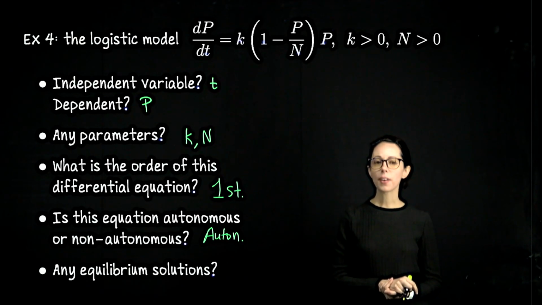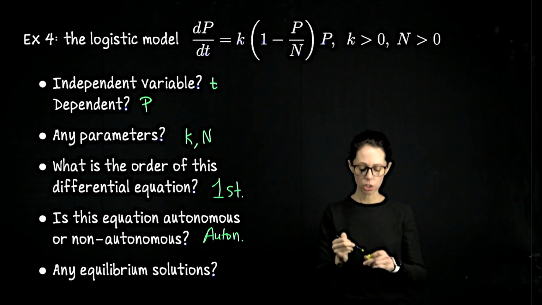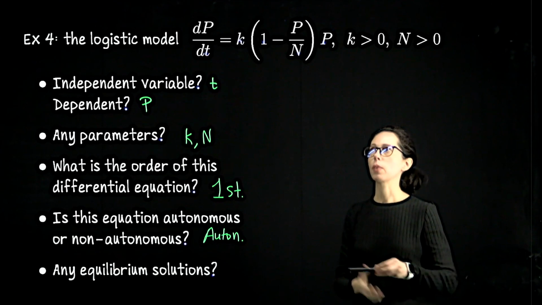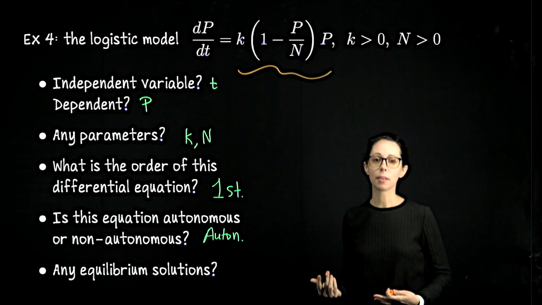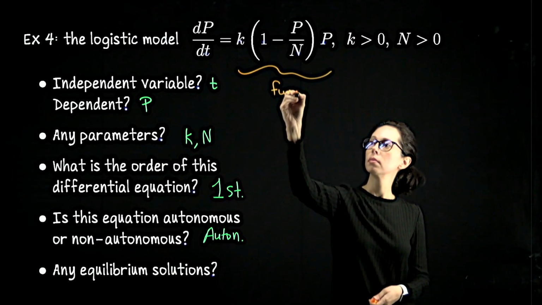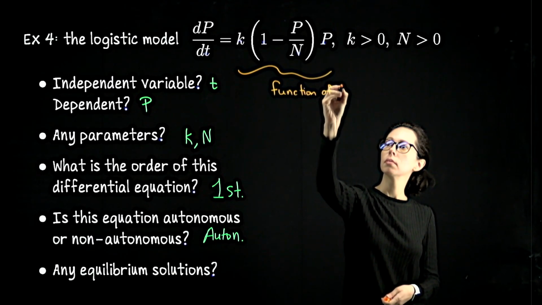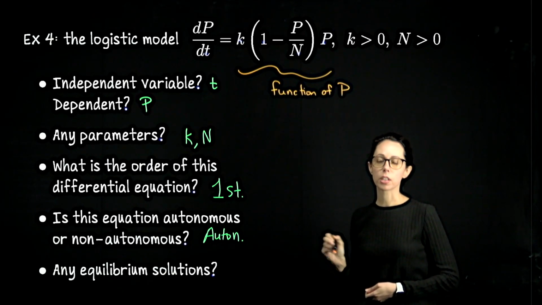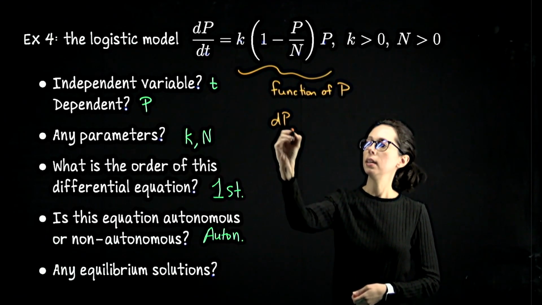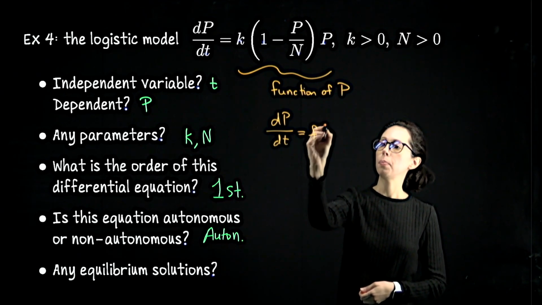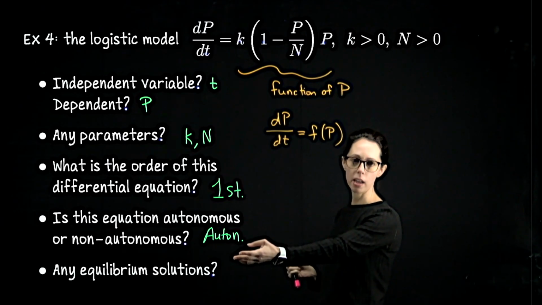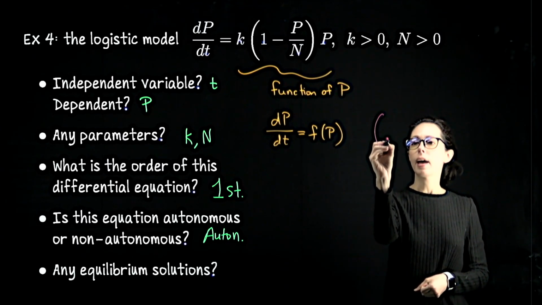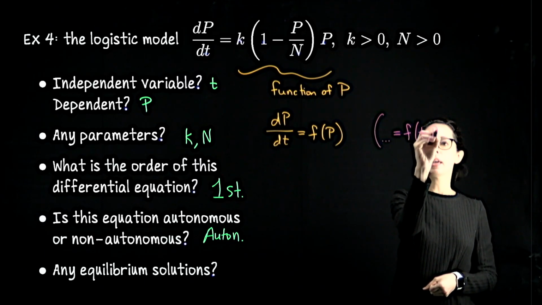And lastly, let's find the equilibrium solutions for this differential equation. In order to do that, I want to bring in just a new notation. Let me take this right-hand side and recognize that it's a function of p. So I could rewrite this differential equation as dp/dt equals f of p. Were this a non-autonomous differential equation, you could have it equal f of t and p.